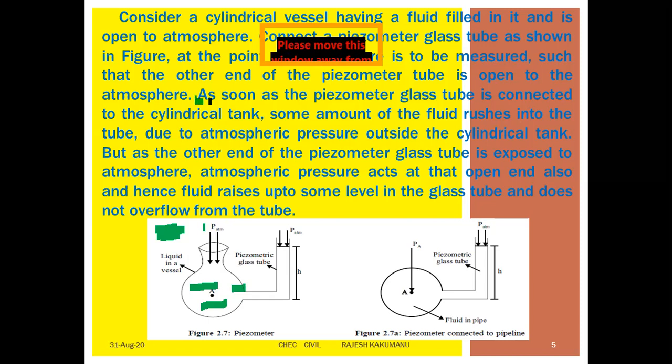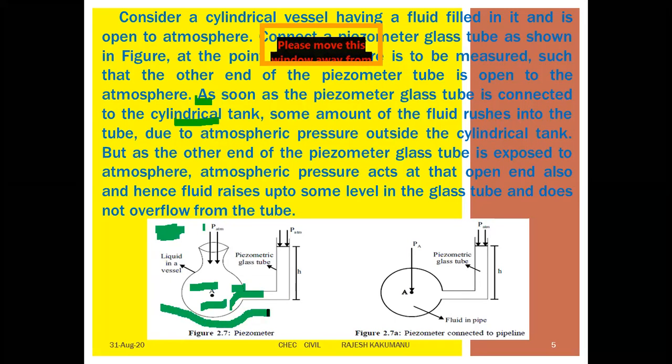Whenever the piezometer glass tube is connected to the cylindrical tank, some amount of fluid rushes into the tube. Whenever this is connected to the fluid, some amount of fluid rushes into the tube due to the atmospheric pressure outside the cylindrical tank. So outside the cylindrical tank, the atmospheric pressure is normal, right?